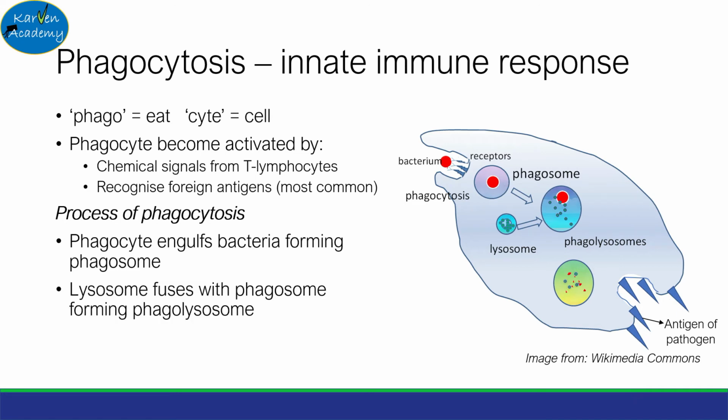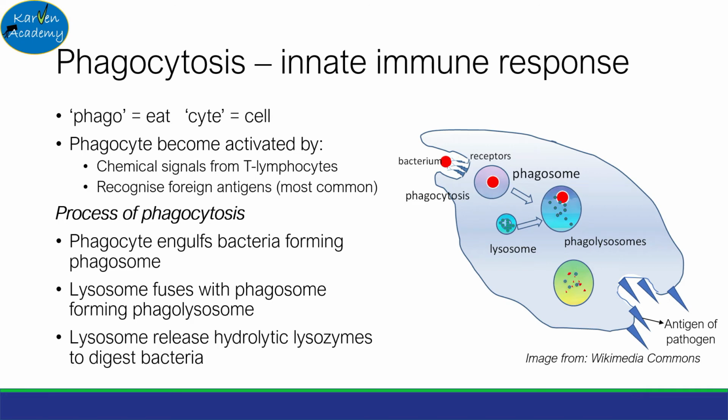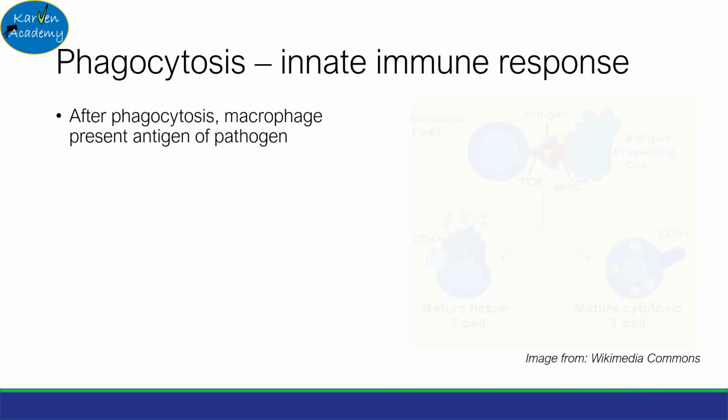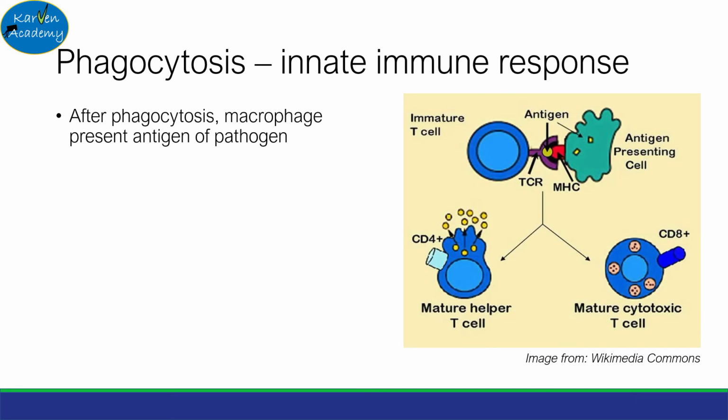Then the lysosome fuses with this phagosome, forming a phagolysosome. A mouthful, isn't it? The lysosome releases hydrolytic lysozymes to digest the bacteria and then present the antigen of the pathogen on its cell surface. A common cell that carries out this process is the macrophage.